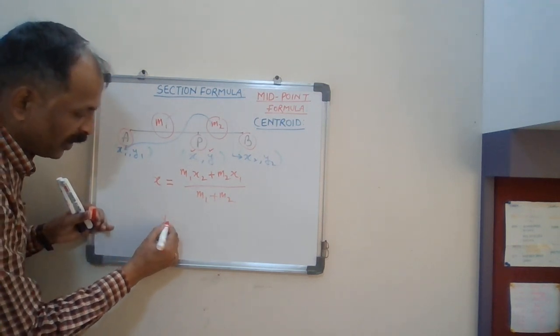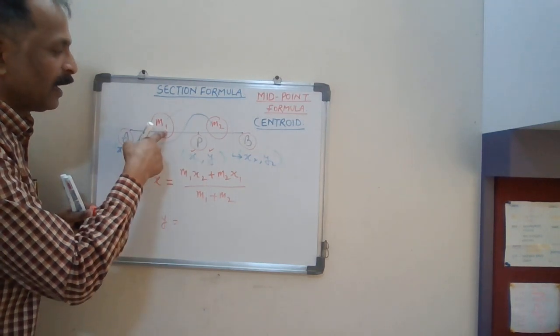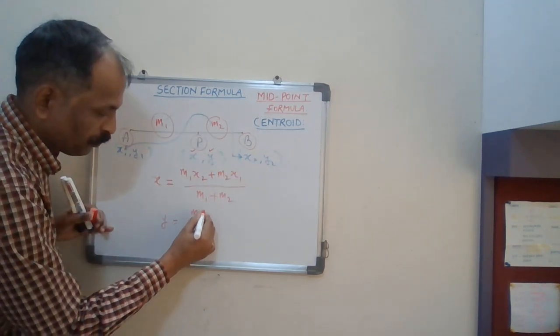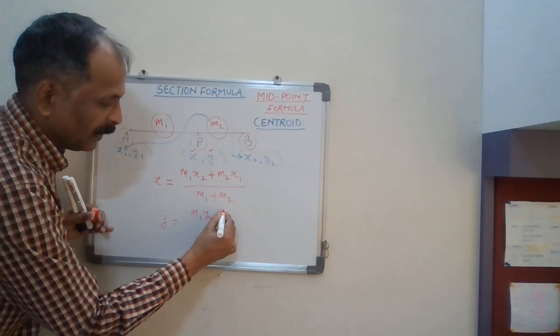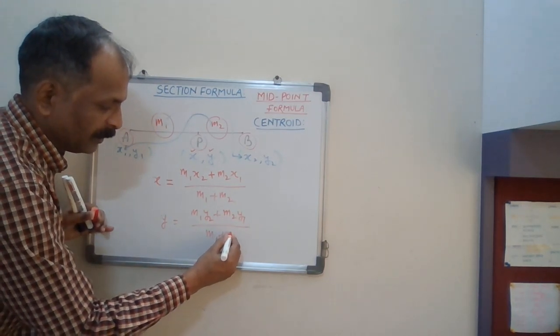Same way we can go for Y. When you go for Y, you take Y coordinates. So for Y, M1 with Y2 and M2 with Y1 upon M1 plus M2.